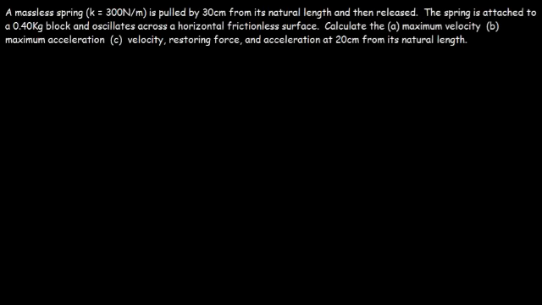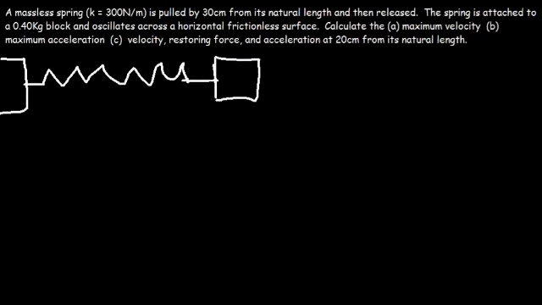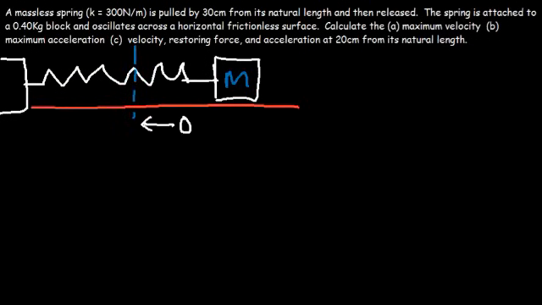Let's work on this problem. A massless spring is pulled by 30 centimeters from its natural length and then released. The spring is attached to a 0.4 kilogram block and oscillates across a horizontal frictionless surface. Now let's begin by calculating the maximum velocity. So if you want to, you can draw a picture. So here's the block, and it rests across a horizontal surface. And let's say this is the equilibrium position. So right now, it's pulled by 30 centimeters, which is 0.3 meters.